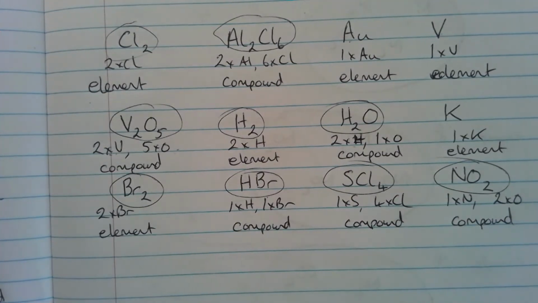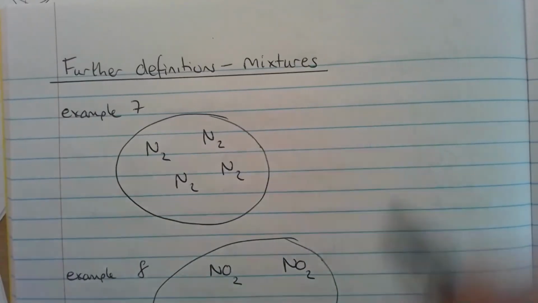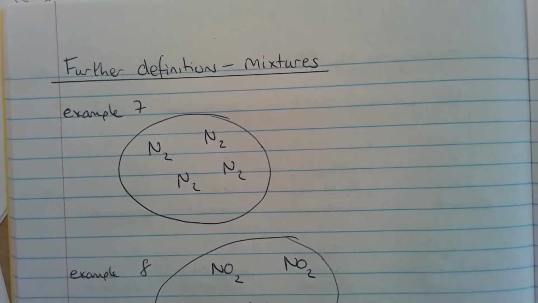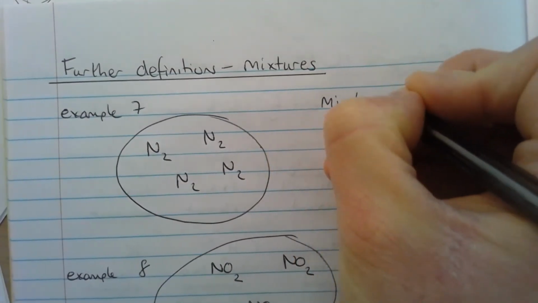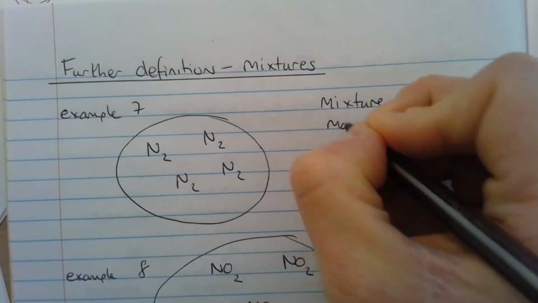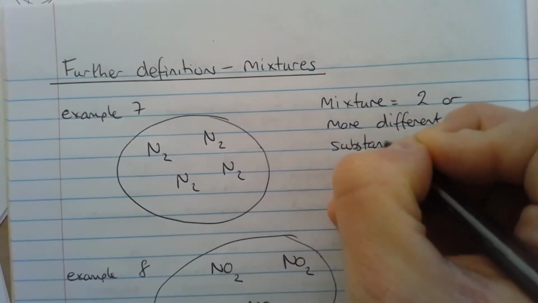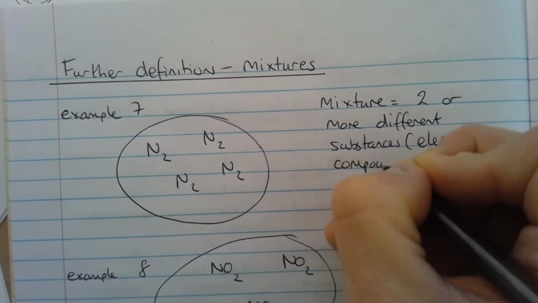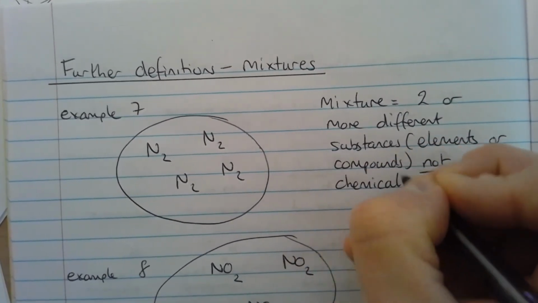Okay, there's one last thing we're going to have a look at, and then we're finished for today. And this is to think about what we mean by the term mixture. Now, a mixture, we can have a mixture of elements, or a mixture of compounds, or a mixture of both. So for a mixture, we have 2 or more different substances, and they can be elements or compounds, that are not chemically bonded, so they're going to be separate from each other.